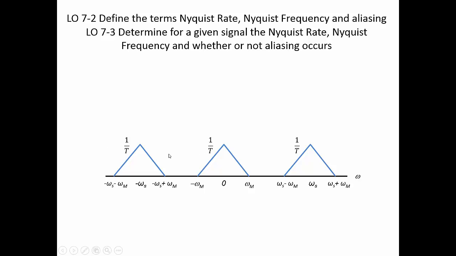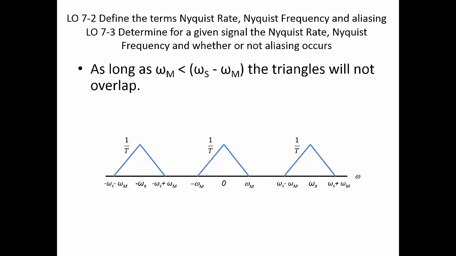The next question comes, where are these triangles with respect to each other? For that, we need to look at the values of the neighboring points. As long as omega m is to the left of omega s minus omega m, and thus omega m is less than omega s minus omega m, these triangles will not overlap. We can do that same calculation over here if you say negative omega s plus omega m is less than negative omega m. You'll get the same thing when you simplify. We can take this mathematical condition and do some algebra, and we come up with the equivalent statement that so long as 2 omega m is less than omega s, the triangles will not overlap.